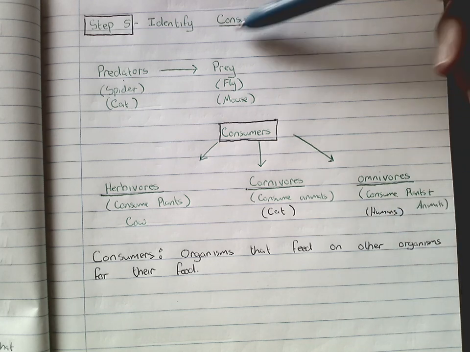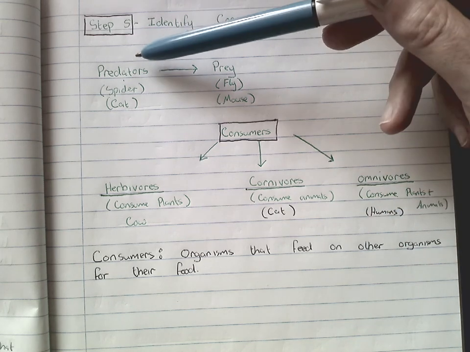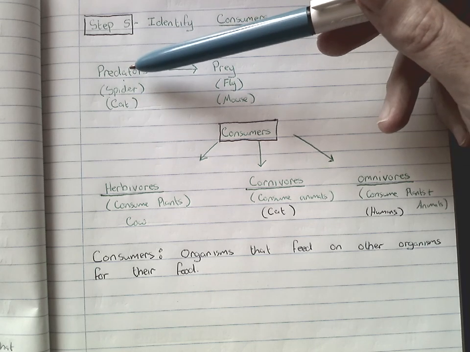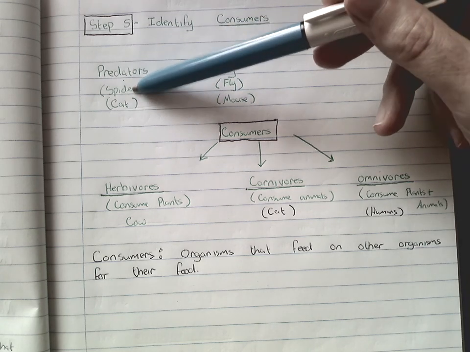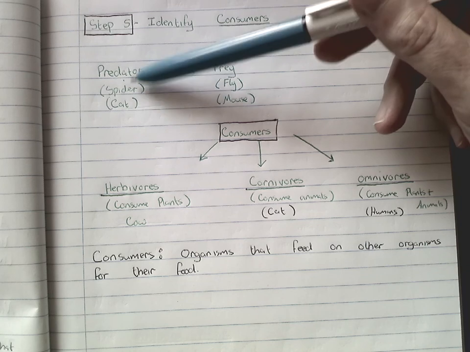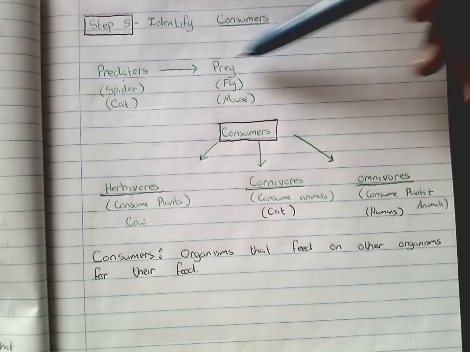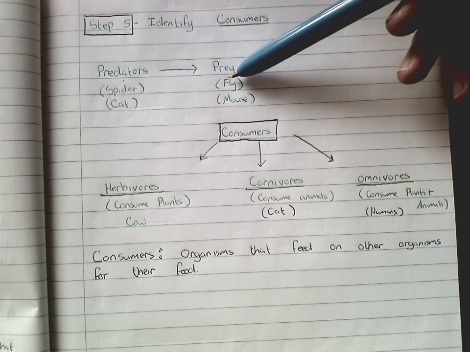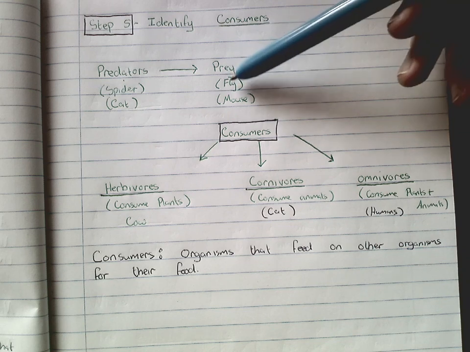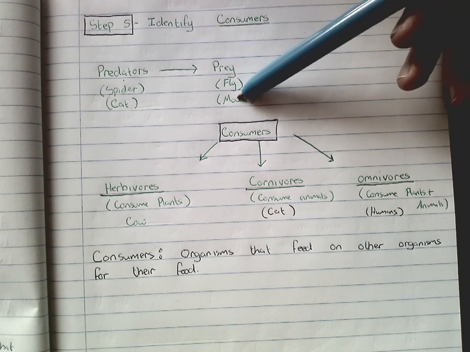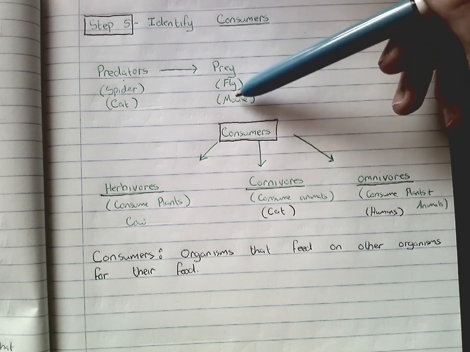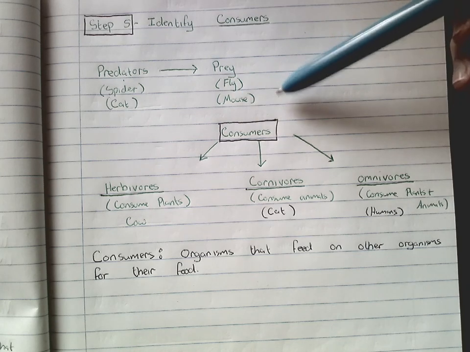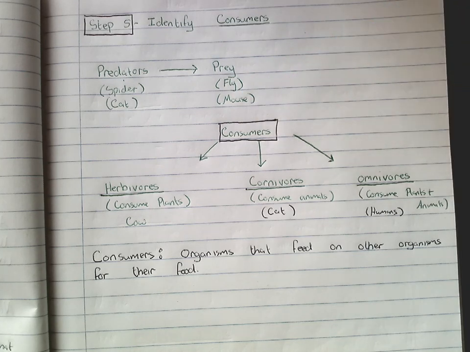And with consumers you can look at, for example, predators. Predators are animals that hunt, catch, and consume other animals. So for example, spiders and cats would be considered predators. And then prey are the things that are hunted and eaten by predators. So for example, flies and mice as well. Now mice can also be classified as predators, because they would eat insects, and then the insects would become the prey.